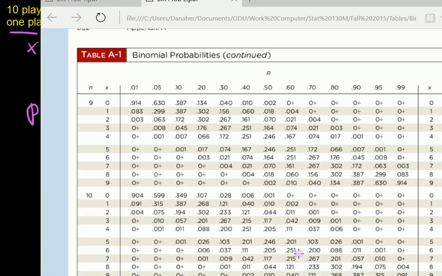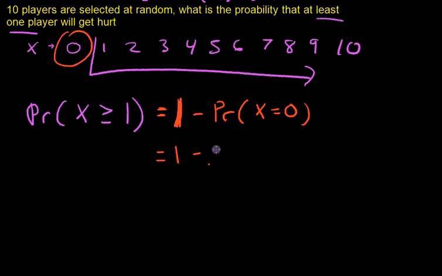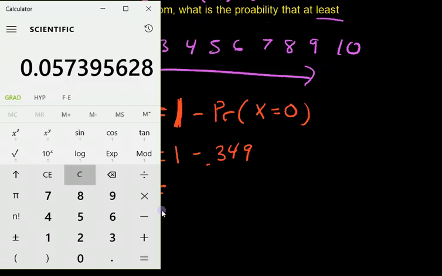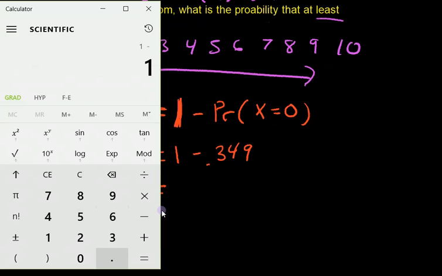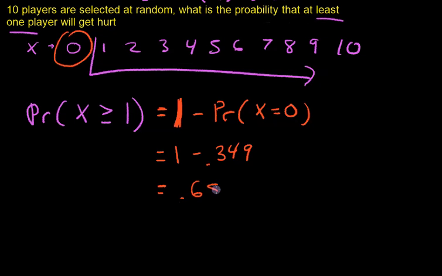Okay, so right here, n is 10, x is 0, and p is 0.1. Okay, so there it is, 0.349. 0.349. All right, so I can pull out my calculator. Let's go and clear it out. 1 minus 0.349 is 0.651. All right, so that's the probability that at least one player will get hurt.